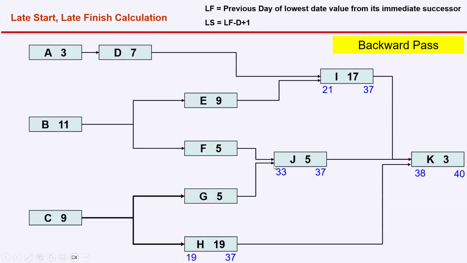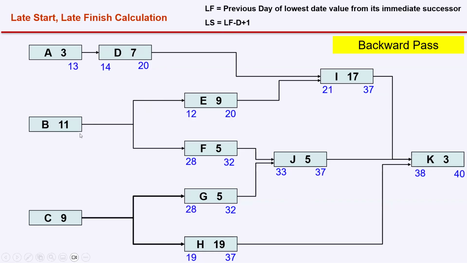So now you know the answer, so we'll go directly with the answer. Moving back in the network, for activity I, we have two predecessors, D and E. So the late finish will be day 20. For F and G, only one successor, J, starting on 33. So late finish will be 32. Using the same formula, late start is equal to late finish minus duration plus 1, we are calculating the late start of all the activities. Then moving backward, D is starting on 14, late start. So late finish of A is 13.